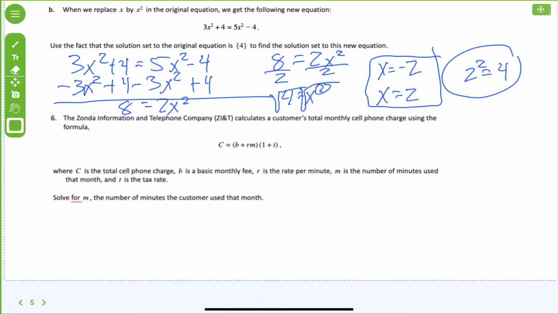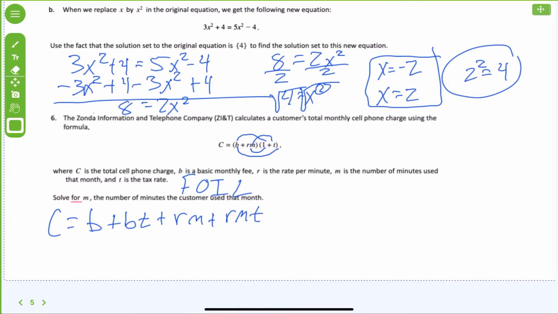Okay, a couple of different ways you can do this, but probably the one that's going to make the most sense to you is for us to do the full method. Since we have two binomials here, we're going to do the first, outer, inner, last. The first, what's B times 1? So C is equal to B. The outer, what's B times T? BT. The inner, RM times 1 would be plus RM.